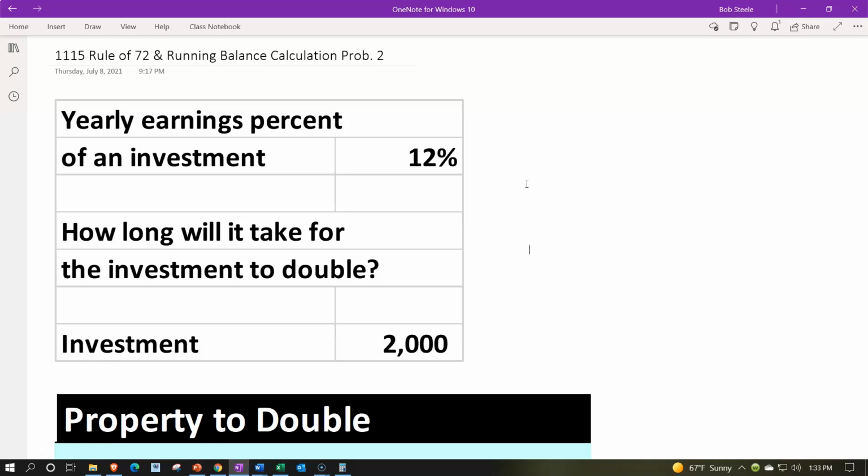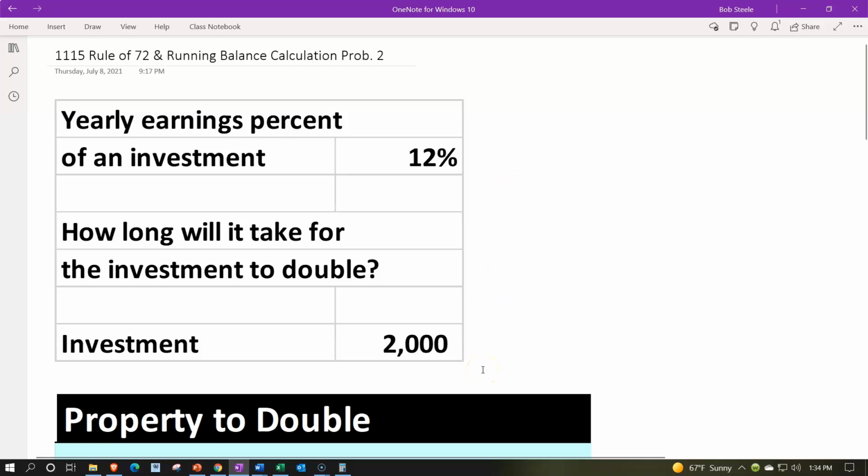So we're going to think about how long it will take to double. We'll first use the rule of 72, in which case we don't even need an original investment amount in order to estimate how long it will take to double. But knowing an investment amount can be useful, so then we'll give an investment.